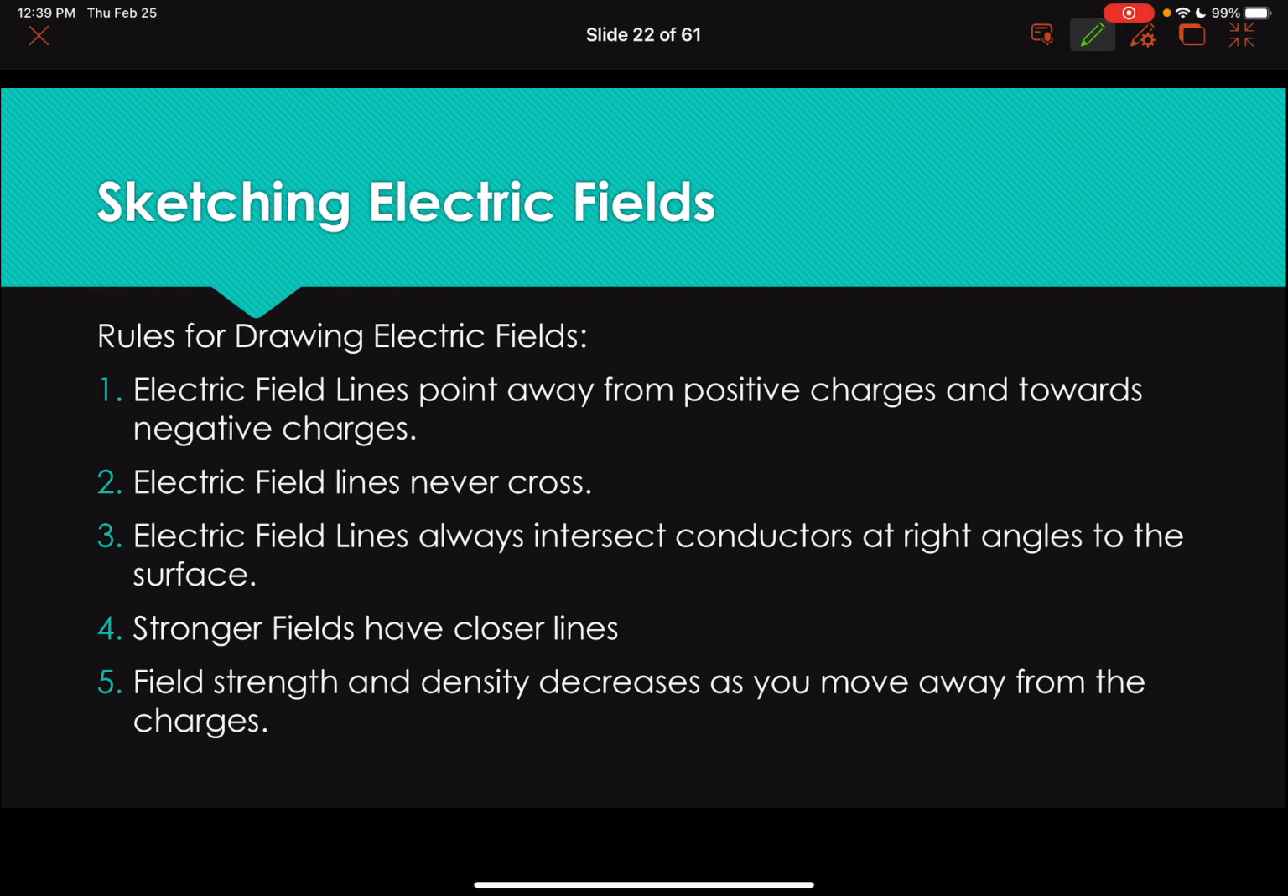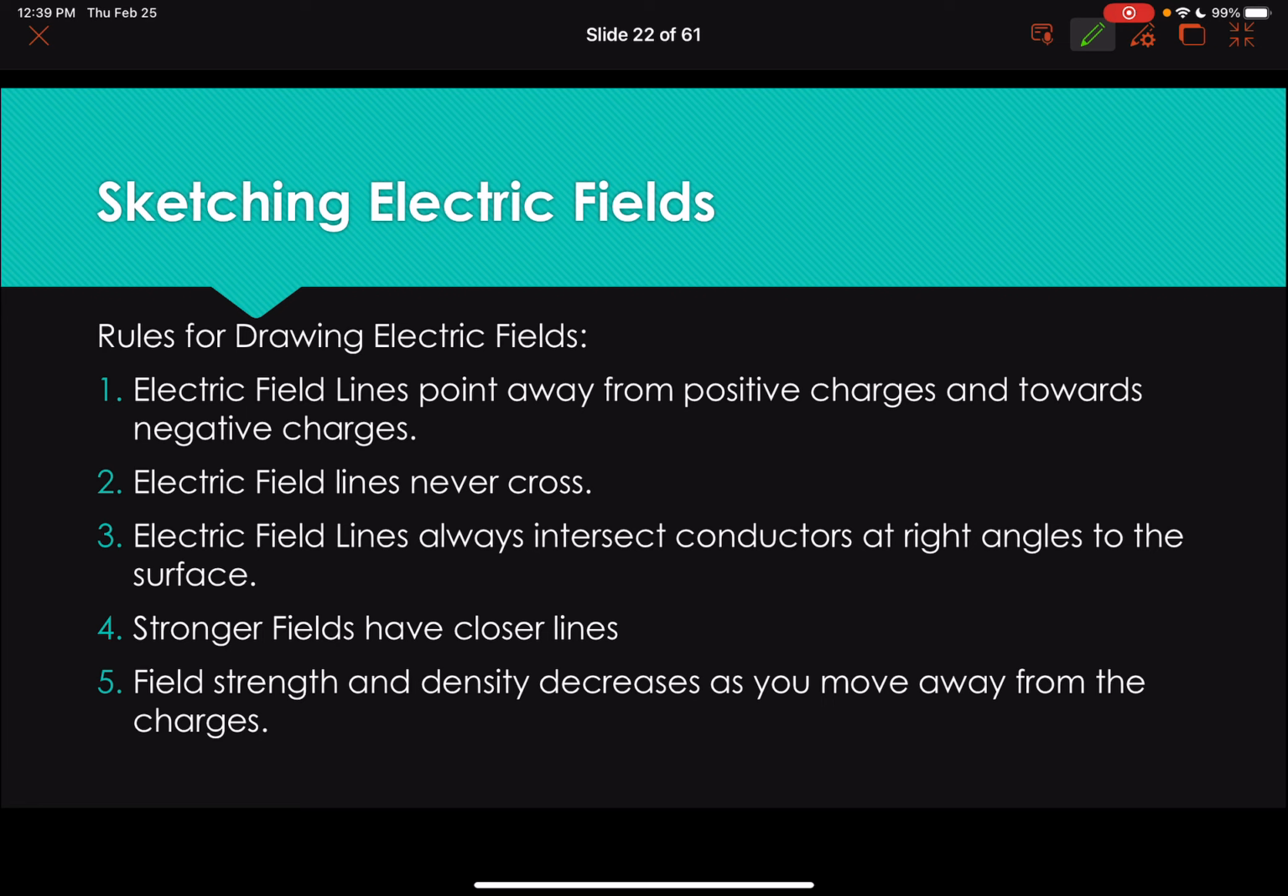One, lines should always point away from positive charges and always towards negative charges. So they should always follow the path that a positive charge would follow. Positive charges go away from other positive charges, and they are attracted to negative charges. Two, the lines should never cross each other whenever you sketch them. Just don't have lines crossing. Three, they should always intersect conductors at right angles. So if we have surfaces, we should always intersect at a right angle.